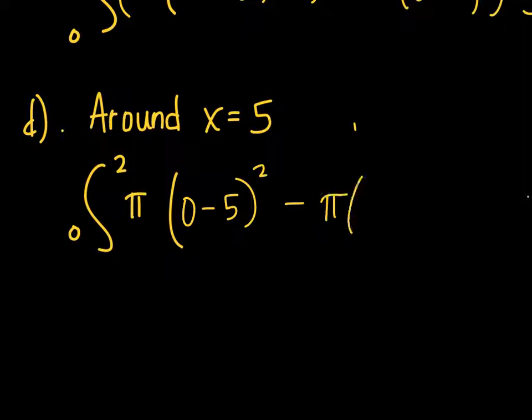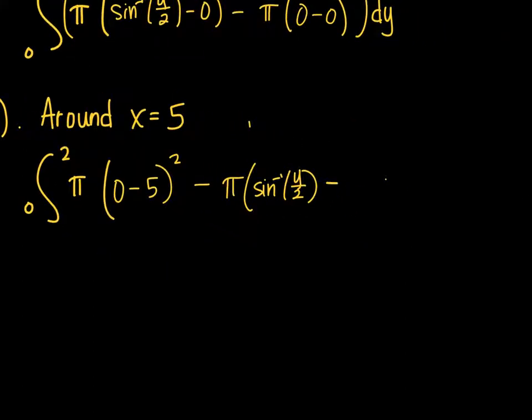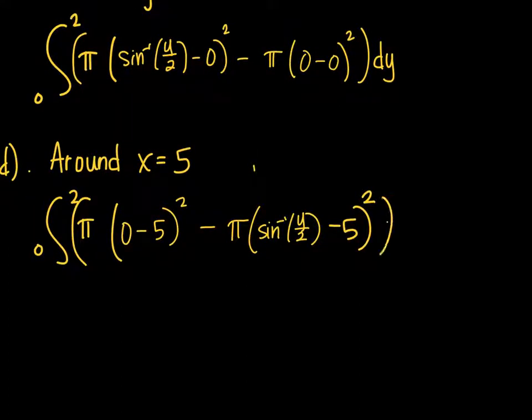Minus pi times, so then the other one is closer, so that would be sine inverse of y over 2. Again, minus the axis of rotation, so minus 5. That whole thing squared. That whole thing dy. And again, an opportunity here to use Math 9.